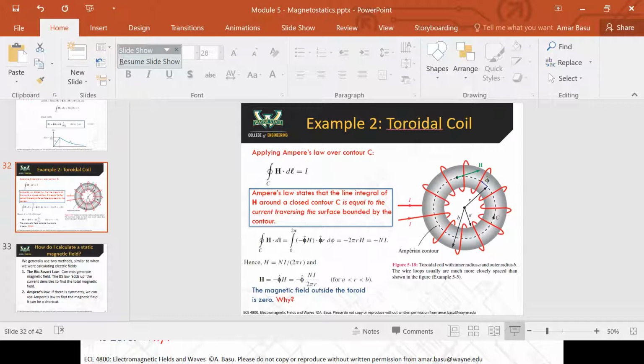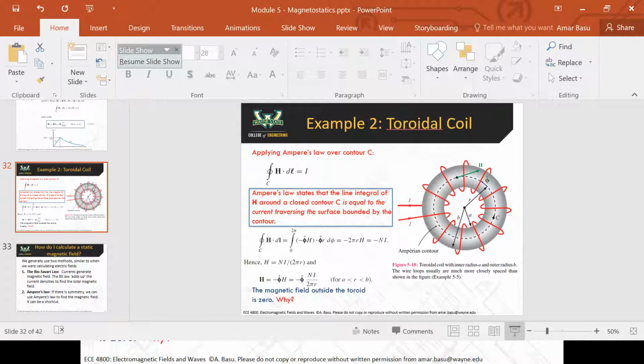The toroid effectively contains the magnetic field inside. So according to Ampere's law, if you draw a contour anywhere outside of it, then the magnetic field is going to end up being 0. So in a way it helps. It's a way to keep the magnetic field lines inside.